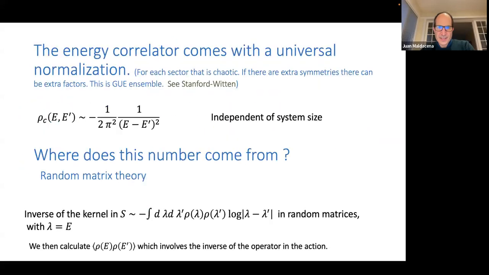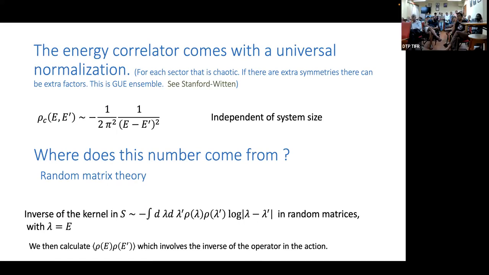So you have some kernel, so it's a function of e minus e prime. Let me say it the following way. If you have e minus e prime, let's say this is lambda minus lambda prime, and then you convolve it against log of lambda minus lambda prime, then you get the delta function.